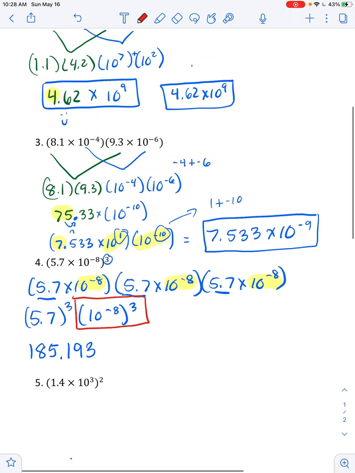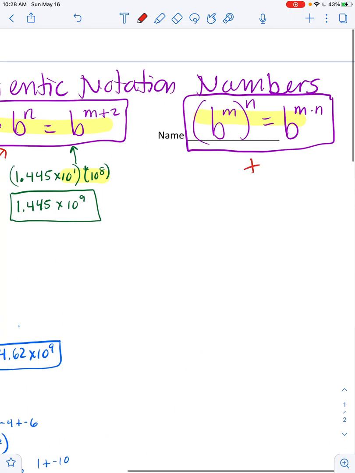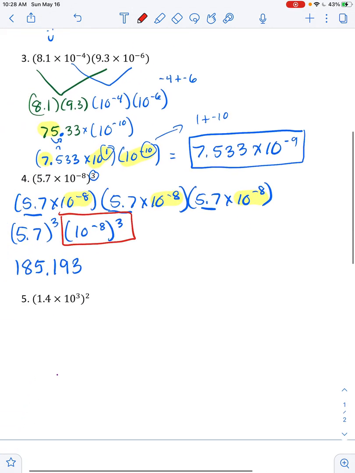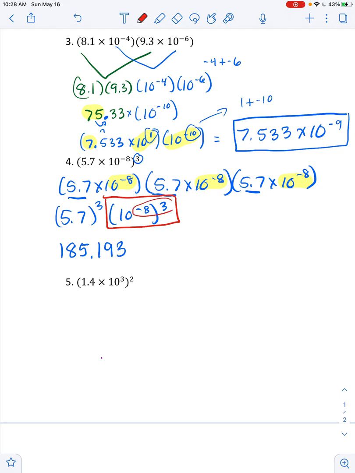And then this part right here, let's go back to the very top. This is what we need to use. If we have a base raised to a power with parentheses and then another power, those two powers multiply. So looking at my situation, I'm going to multiply these two powers and get negative 24 as my new power.